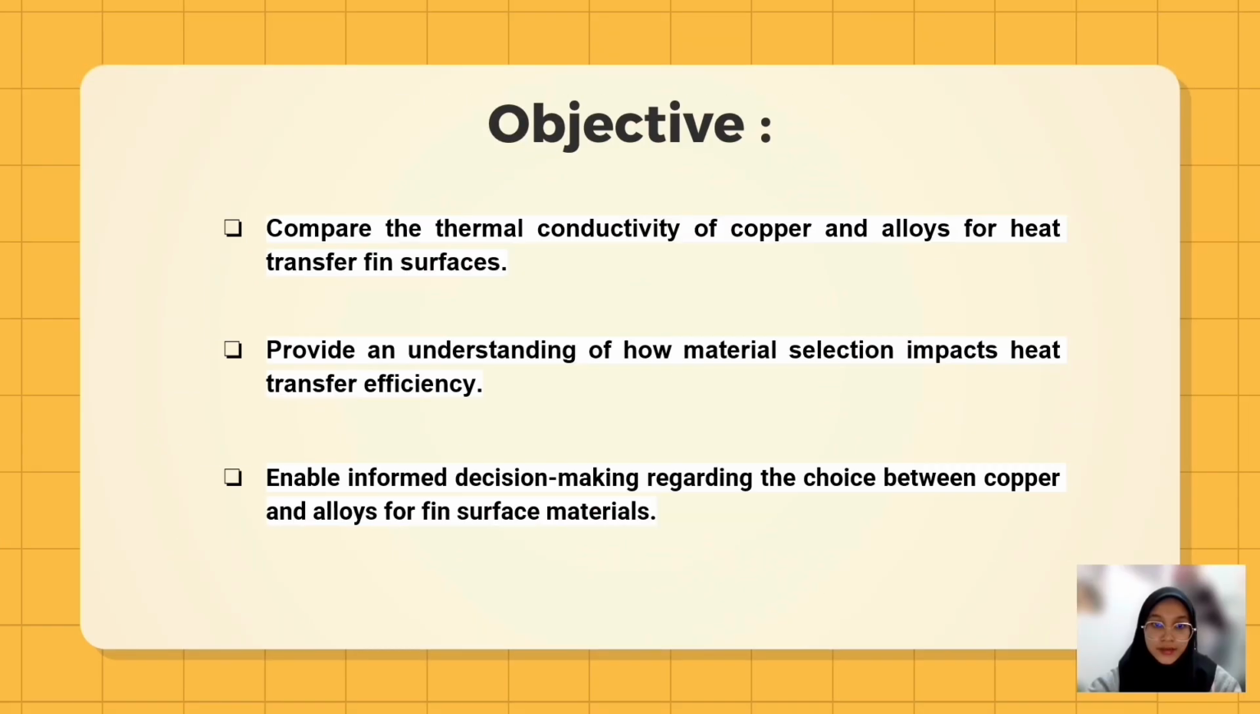So the objective of this assignment is to compare the thermal conductivity of copper and alloys for heat transfer fin surface, then provide an understanding of how material selection impacts heat transfer efficiency, and then enable informed decision making regarding the choice between copper and alloys for fin surface materials.